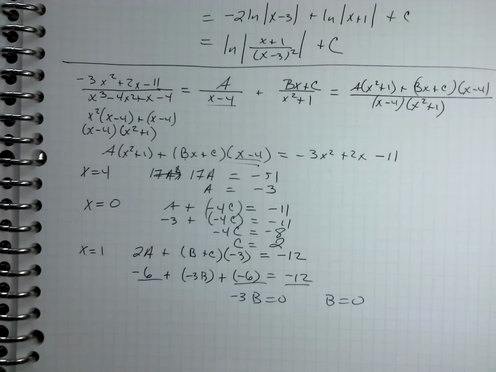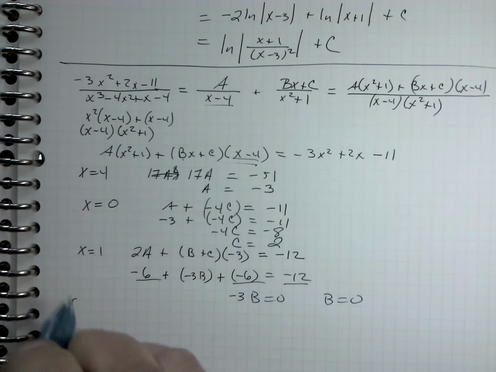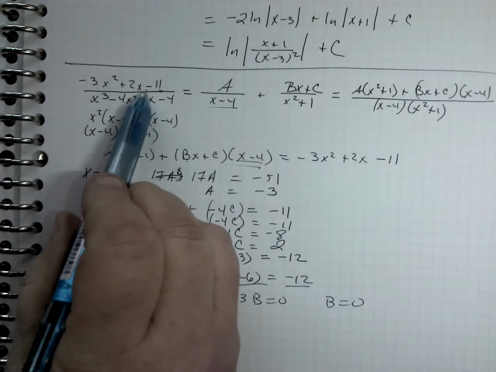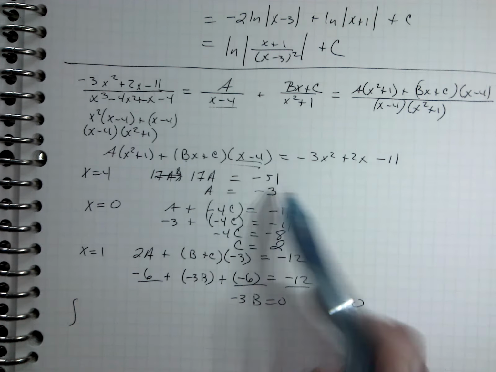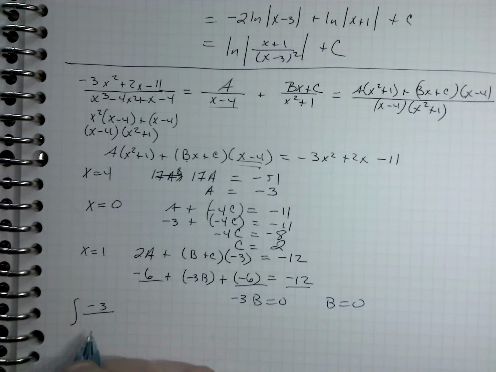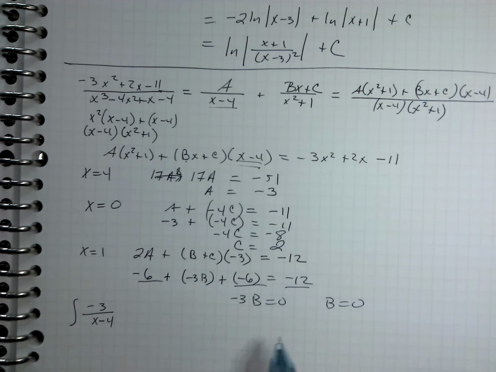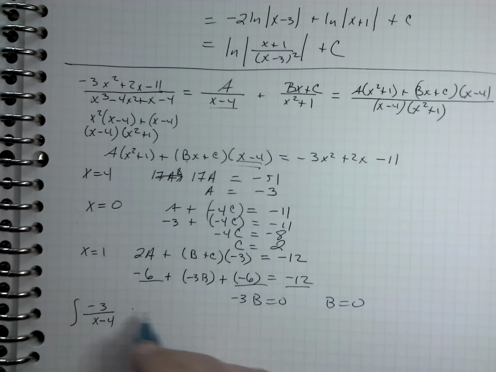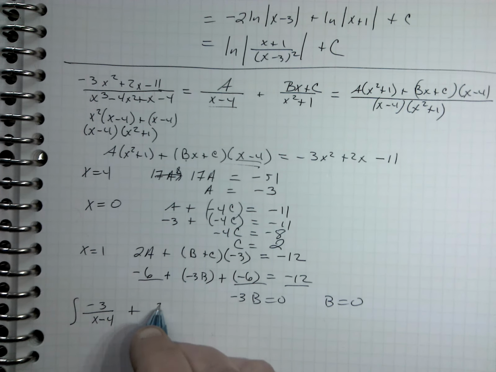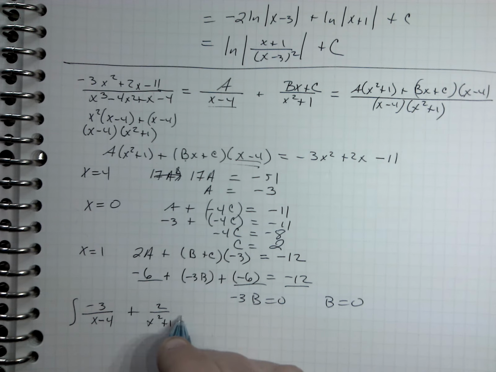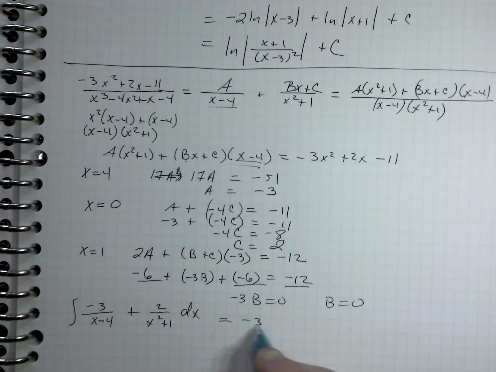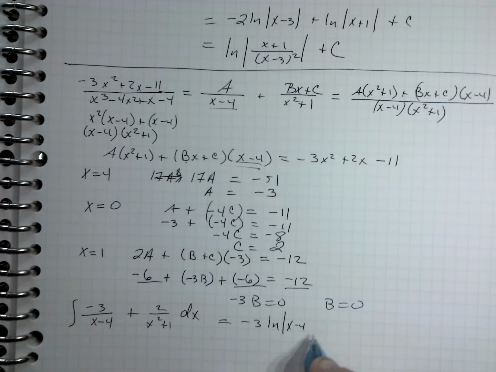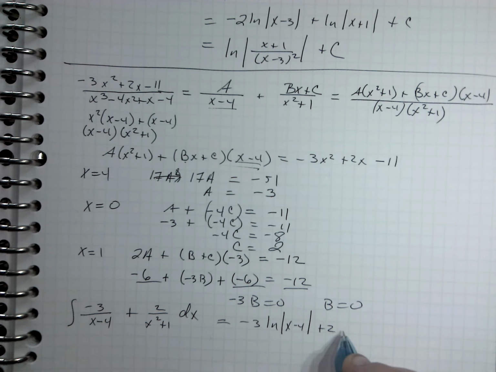So now my integral becomes, or if I was going to, I just didn't even do it as an integral. So this expression, if I were to integrate it, I can write it as, let's see, a was negative 3, so negative 3 over x minus 4. b is 0, and c is 2, so then I have plus 2 over x squared plus 1 dx. Integrating that, I have negative 3 times the natural log of x minus 4 plus 2 times tan inverse of x.